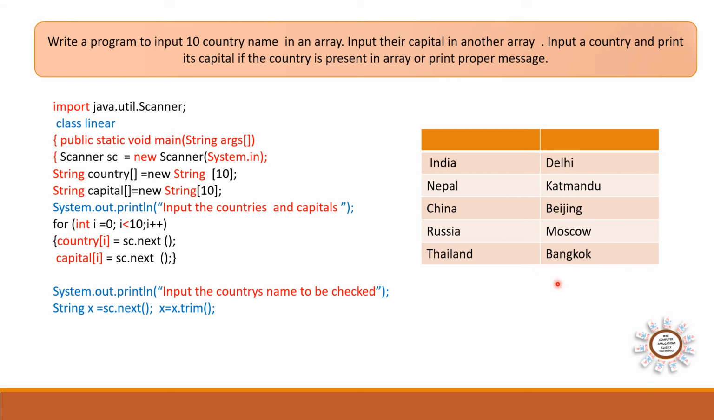And after this we can check: input the country's name to be checked. Which country you have to check. String x is equal to sc.next(). Accept the country in the variable x. And remove the extra space, because while checking, space can create a problem. So remove the extra space: x is equal to x.trim().